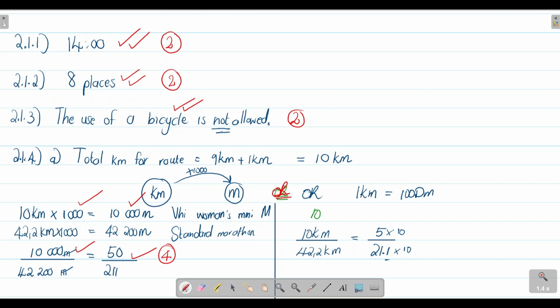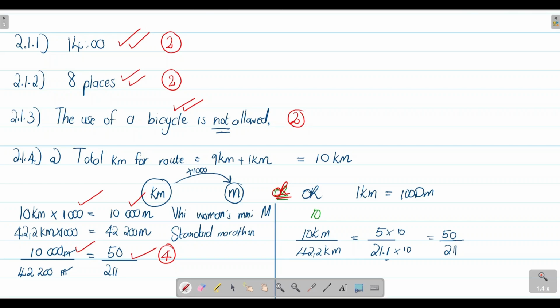So if you multiply the 5 by 10, you'll get 50. If you multiply the 21.1 by 10, you will also get 211. All right, so that is another way that we can do it. And we can see here that already our fraction is in its simplified form. We cannot have a fraction where there are decimals, right? We need to get rid of that if they're asking us to give our fraction in simplified form. Okay, so I hope that makes sense to everyone. You can approach this question like this.